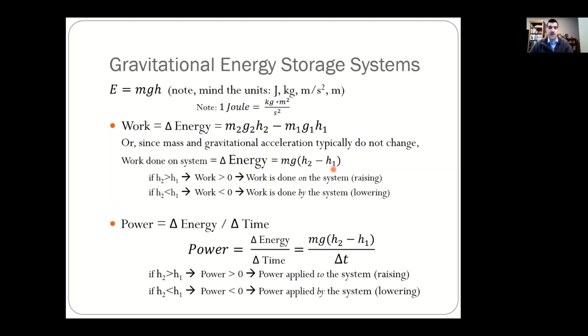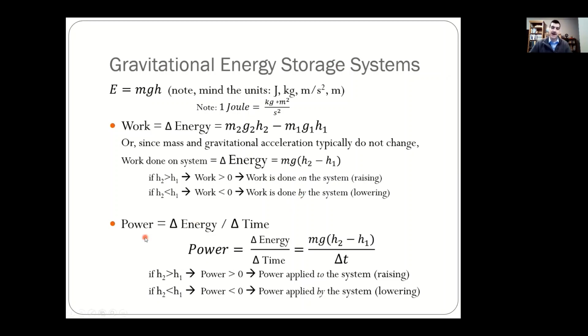And then just like before, like we talked about for the pressures in compressed air energy storage systems, if h2 is greater than h1, this will be a positive number, and delta energy will be a positive number. So the work is greater than 0, so the work is done on the system. We're charging it, we're raising it up the mountain. Conversely, if h1 is greater than h2, this will be a negative number. Delta energy and work will be a negative number. So then work is done by the system. We're discharging it, converting it back into electricity.